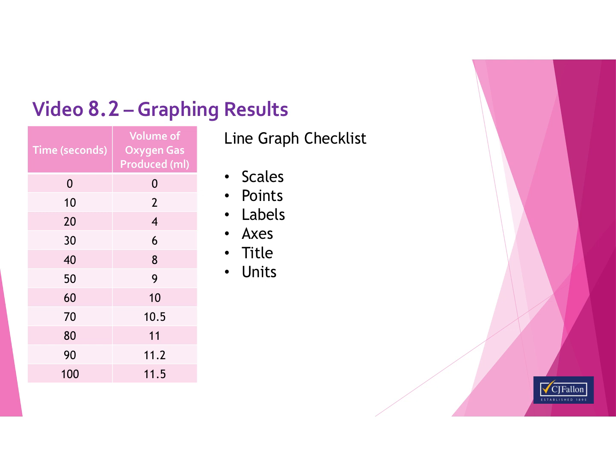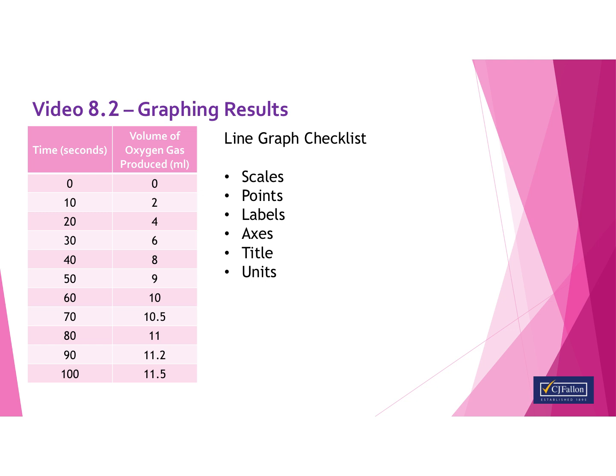When drawing line graphs, I use the following line graph checklist. You can see in front of you here, we have scales, we have points, we have labels, we have axes, we have titles, and we have units. And what I like to do is refer to this as SPLAT 2. And SPLAT 2 is what you will use, hopefully, when you're drawing your graphs to make sure you have everything you need included.